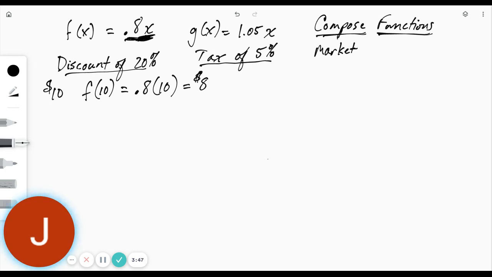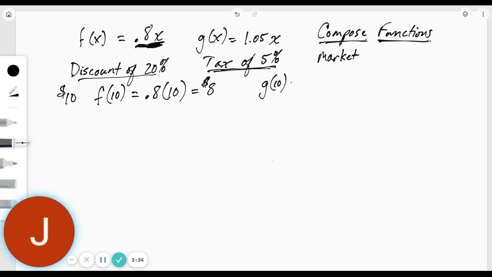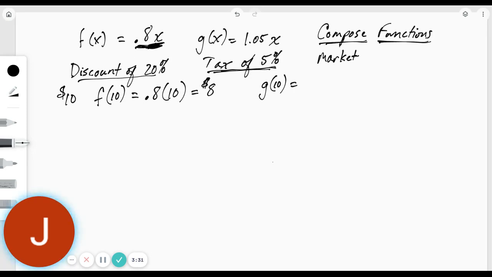And let's say now we want to go ahead and apply the tax on it of 5%. Well, we're not doing G. This is G of X. We're not doing G of 10. It doesn't make sense to calculate the tax on a $10 shirt when we're really only paying $8 for the shirt. So if we did that, we'd get 1.05 times 10. We'd get $10.50 for our shirt. But we're not going to put $10 through the tax function. We're only going to put the output from our price, our $8.